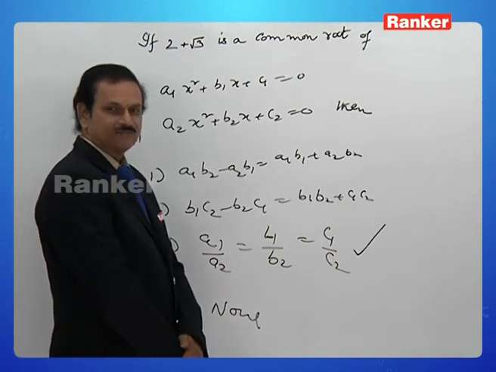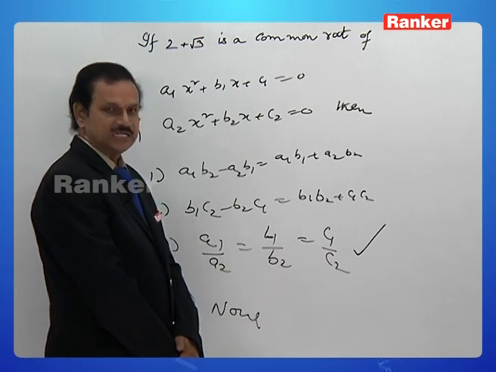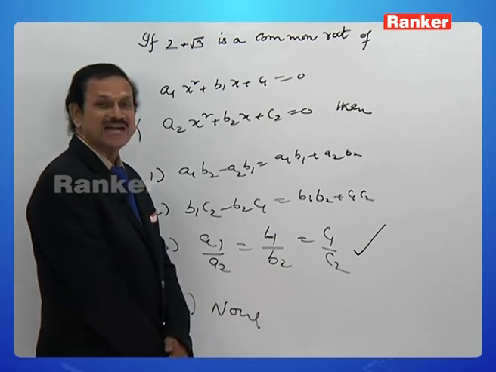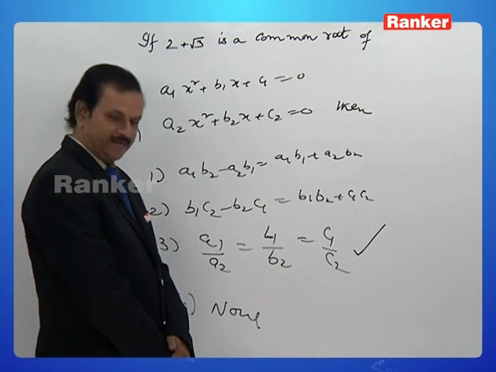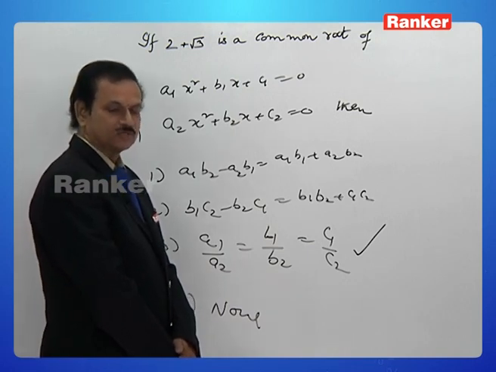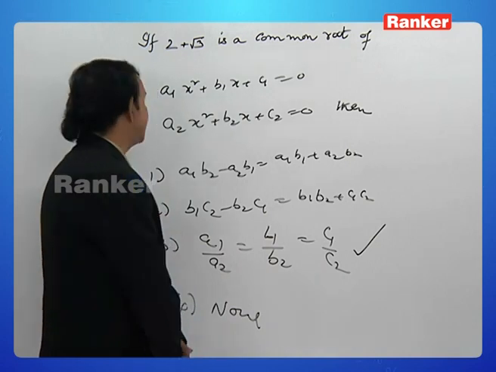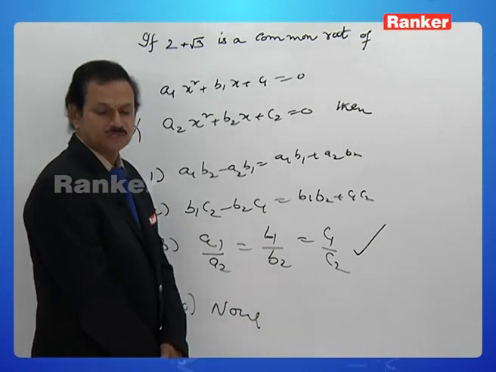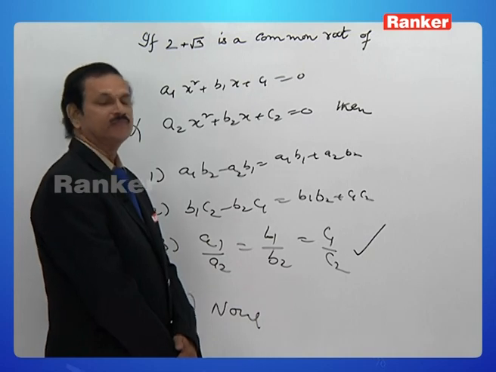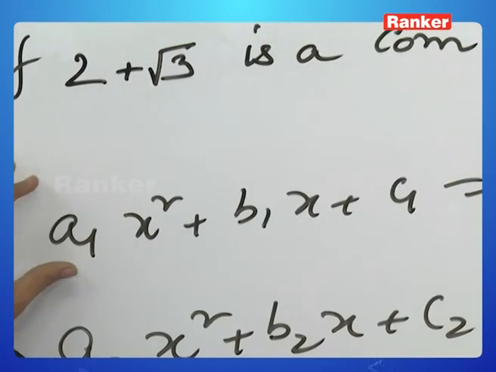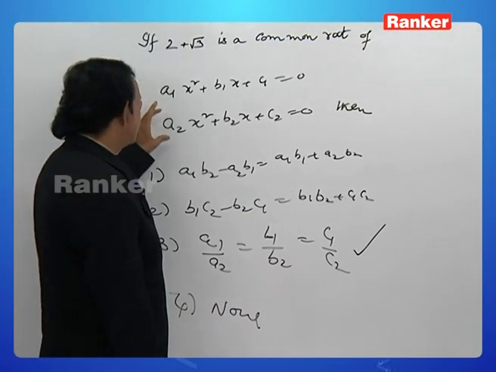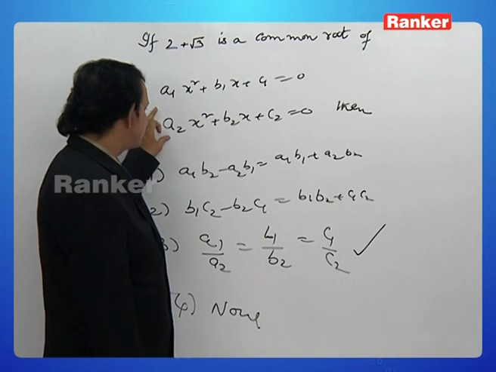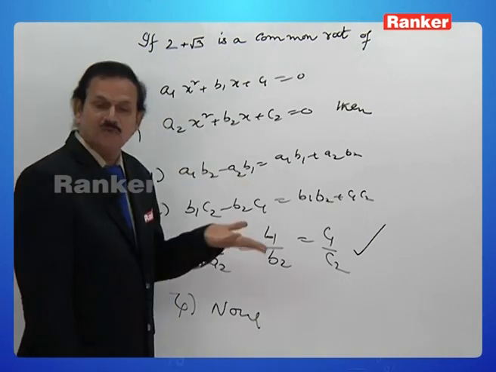In the beginning itself, we could have observed and noticed that for a quadratic equation, irrational roots occur as conjugate surds. Thereby, if 2 plus root 3 is a root, automatically 2 minus root 3 should also be a root. Therefore, 2 plus root 3 is a root of this equation means 2 minus root 3 is also a root. Just like that, 2 plus root 3 is a root of the second equation means 2 minus root 3 is also a root of that equation.